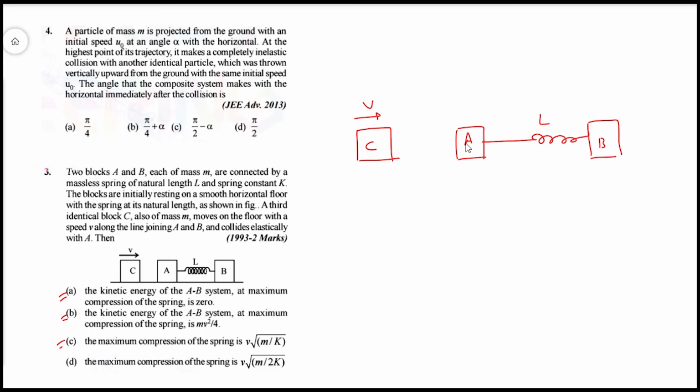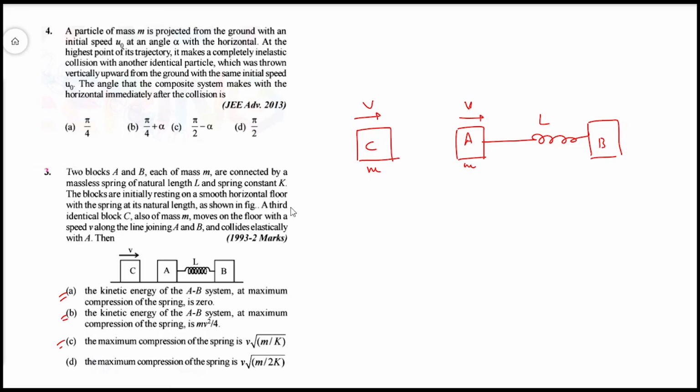If this is going to collide elastically with A, then from the conservation of momentum equation, we can see that C will stop and A will start moving with the velocity v. So after the collision, A starts moving with velocity v, and C stops.